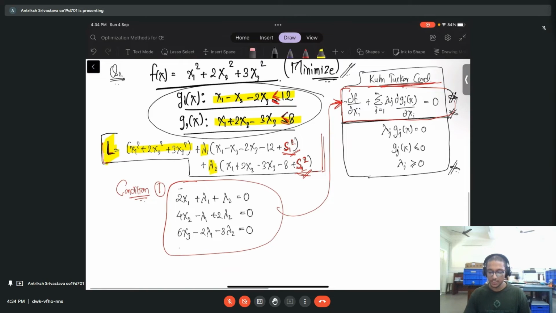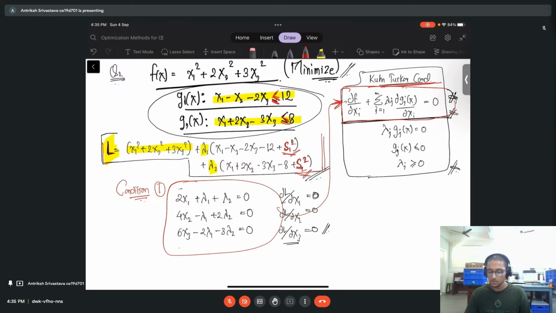So when we differentiate this Lagrange function with respect to x1, x2, x3, it should be this one. Now you tell me whether I have differentiated them correctly or not. Correctly. Okay, good. So this is condition 1.